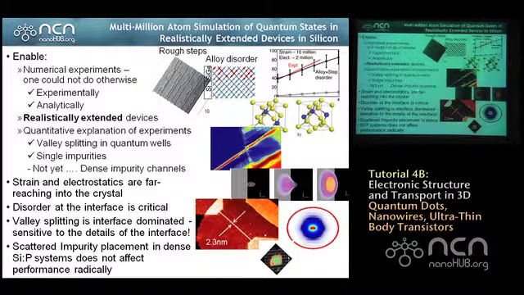We're not quite there yet on the dense impurity channels. And the challenges are that strain and electronics are far-reaching into the crystal. Disorder matters. Valley splitting is interface dominated, and impurity scattering in dense silicon phosphorus systems does not seem to change the performance. Meaning, with these highly dense impurity systems, you can mess with them, but conductance is still very good. It's like a semi-metal, which is really solid in terms of conductance, which is very nice. So that concludes my NEMO3D application section.